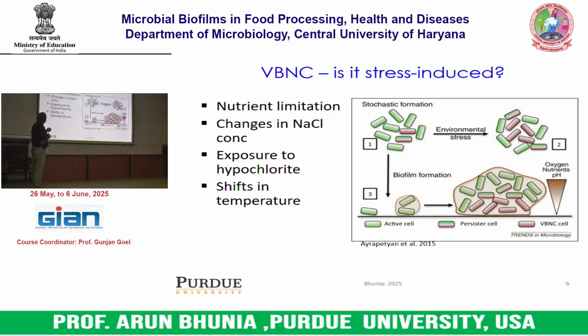So why does that happen? Nutrient limitation is one factor. Changes in levels of sodium chloride in the water, especially in the ocean water. That's where we see a lot of VBNC cells. Exposure to hypochlorite, shifts in temperature. So a lot of these factors contribute to the VBNC state. Think about it now, when you are trying to kill microorganisms by a number of different ways, some of these happen to be some of those factors. So obviously, we can create some of those organisms to undergo VBNC state. That makes sense?